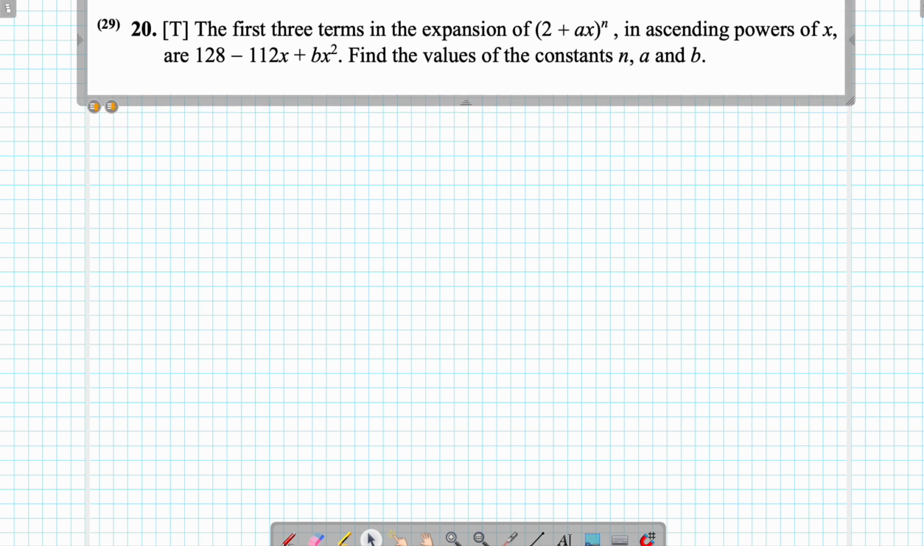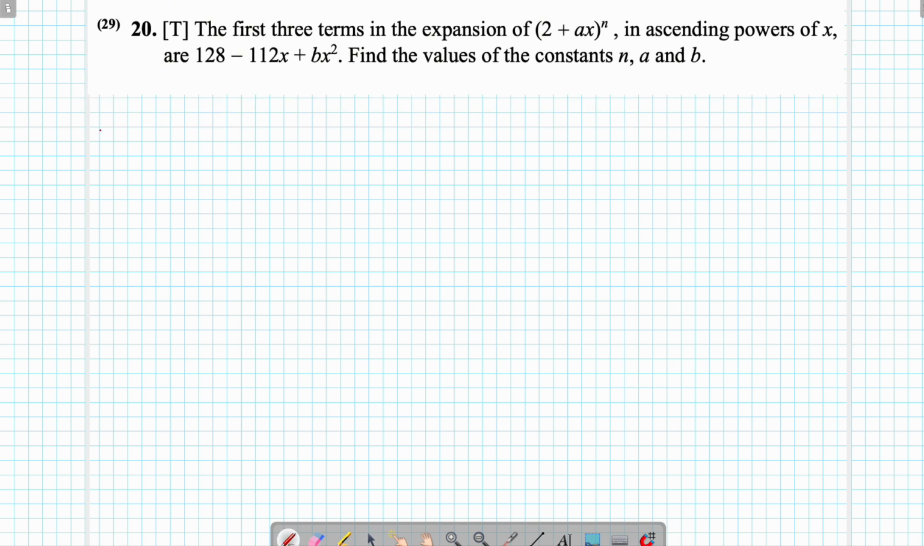So first again, we're gonna start off with the rule. First let's start with nC0, right? We were trying to find the power. So nC0 times 2 to the n, and then times (ax)^0, which is 1 at this point, is equal to 128. And then you plug this into the calculator.